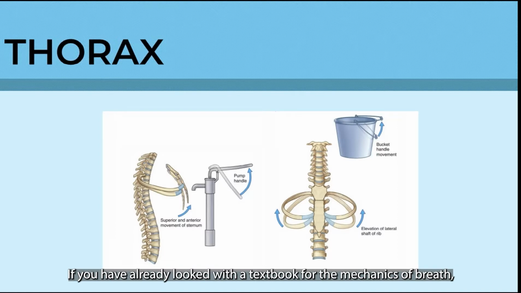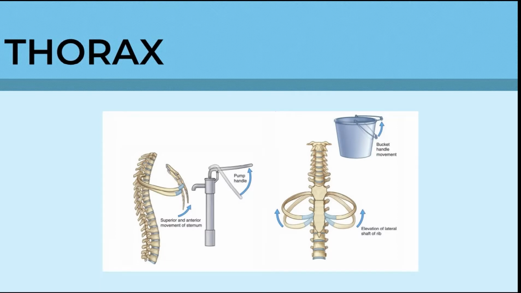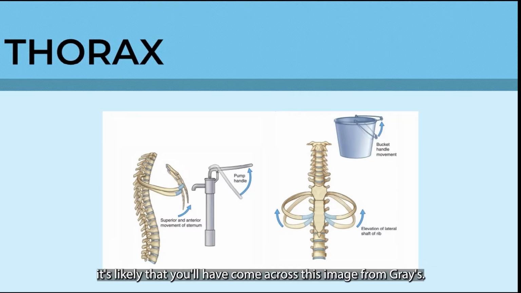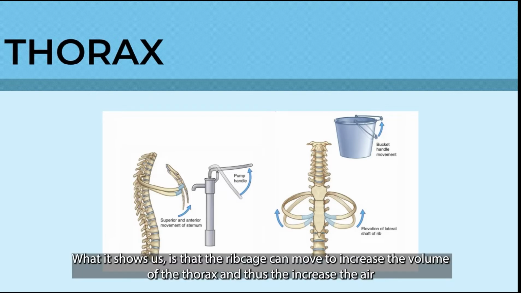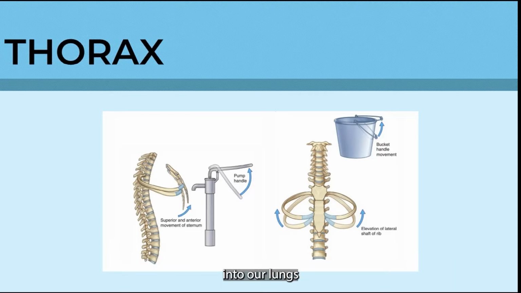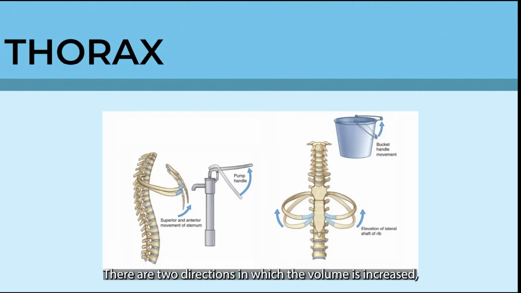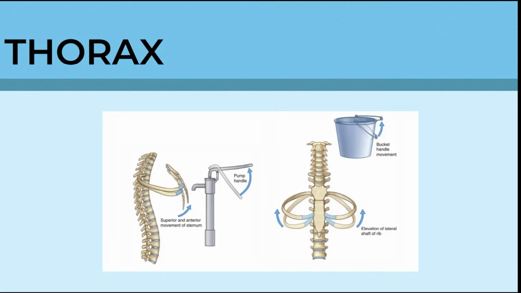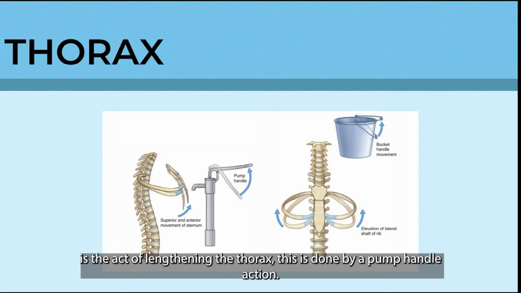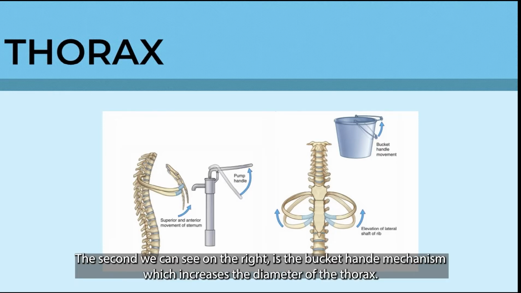If you've already looked within a textbook for the mechanics of breath, it's likely you'll have come across this image from Gray's. What it shows us is that the ribcage can move in order to increase the volume of the thorax and thus the volume of the air into our lungs. There are two directions in which the volume is increased. The first we can see on the image on the left is the act of lengthening the thorax. This is done by a pump handle action. The second, as seen on the right, is the bucket handle mechanism which increases the diameter of the thorax.